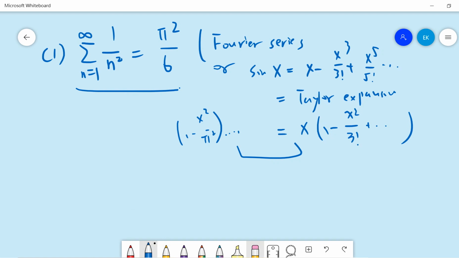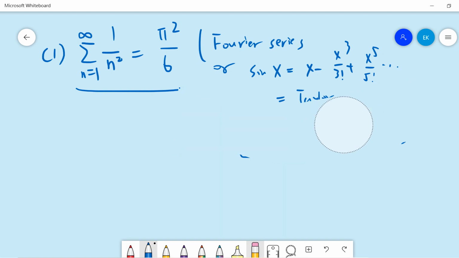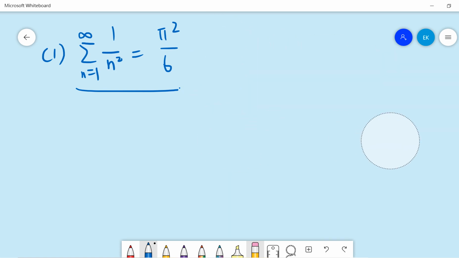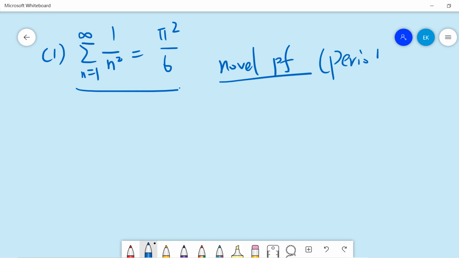Basically, I want to use an integral to solve this. Okay, so now we can start doing the novel proof. Basically, if you know the period in mathematics, then you can Google this and find this proof.